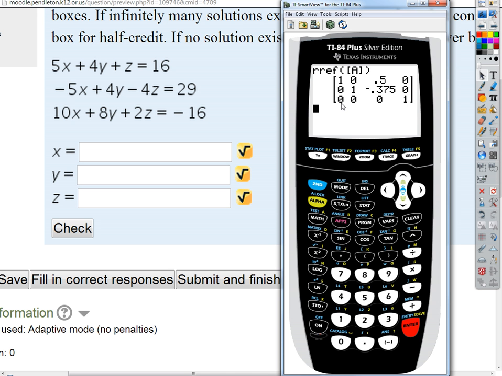Well, what is that bottom row saying? It's saying 0x plus 0y plus 0z, so in other words, 0 equals 1. 0 equals 1 is false, right? And so that's telling us no solutions. Now, if it had said instead 0, 0, 0, 0, that would have been true. That's like saying 0 equals 0, which is always true, and so that would mean infinitely many solutions. Okay? Does that make sense? Okay, but we can even do better than that.